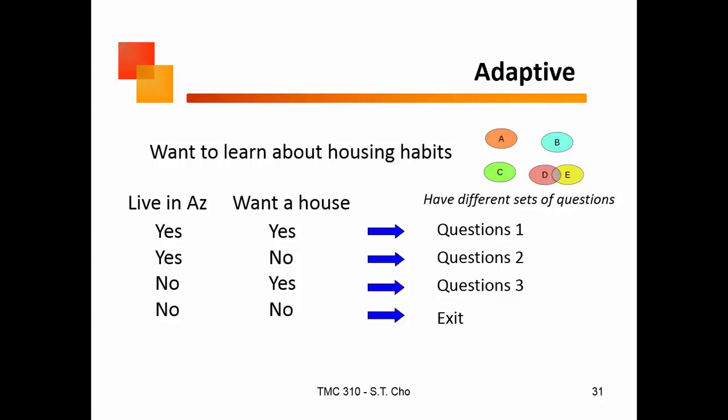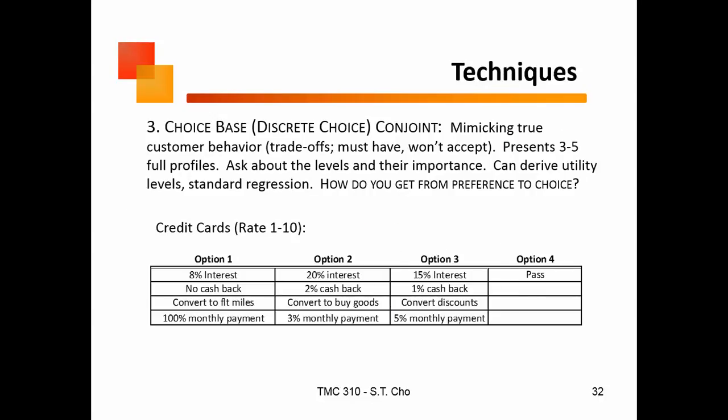Another way of doing adaptive conjoint means that you have two sets of questions. For example, supposing I'm a realtor selling houses in Arizona. If somebody lives in Arizona and doesn't want a house, they're an irrelevant person to me, so I throw that data point out. On the other hand, if they say yes to both things, then I give them one set of questions. If they live in Arizona but don't want a house, then I give them a different set of questions just to find out about their attitudes. And so you can see.